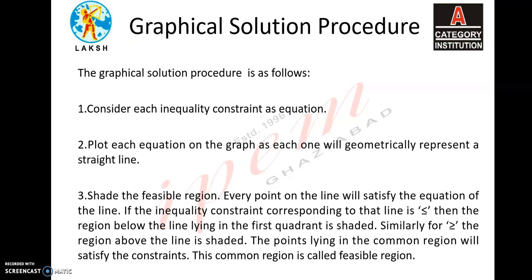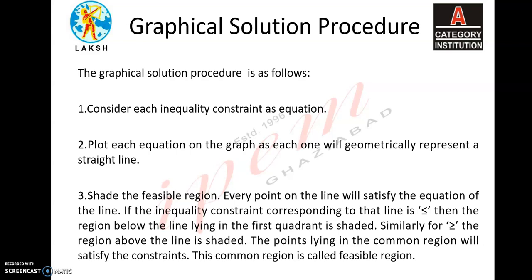They will be two or more. For example, 3x1 plus 4x2 is less than or equal to 5, and 4x1 plus 7x2 is less than or equal to 10. So consider each inequality constraint as an equation. Wherever there is a less than or greater than sign, we will convert it into an equal to sign.